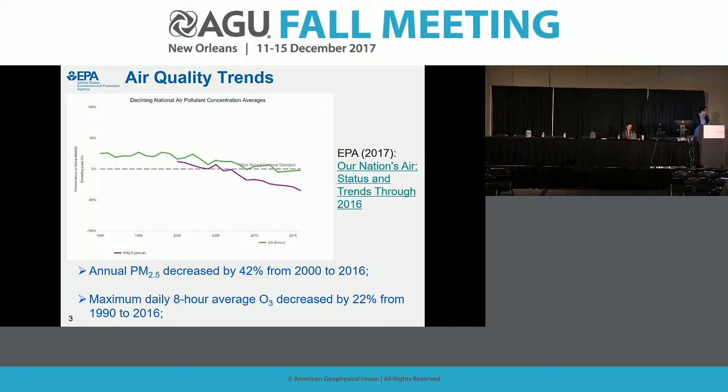In total, ambient air pollution can account for 1 in 26 deaths in the US. A few months ago, EPA released the report called the US EPA Air Quality Trends. In this report, they released the trends for the major air pollutants, including PM2.5 and ozone, and others. From this plot, we see that for ambient PM2.5, the annual PM decreased by 42% from 2000 to 2016, and for the maximum daily 8-hour average ozone, it decreased by 8%.